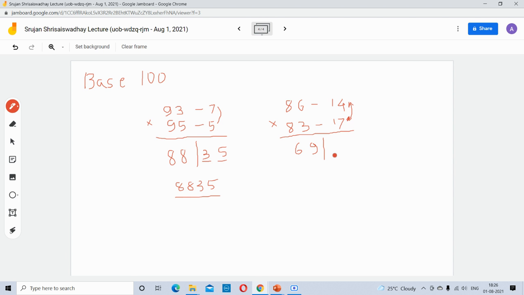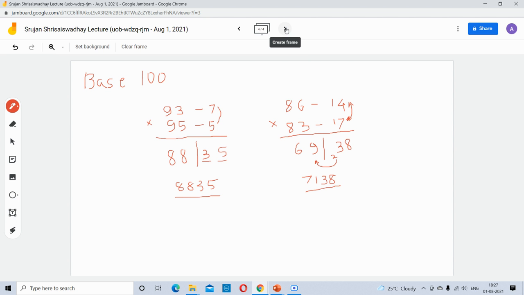Now here 14 into 17 you have to multiply it. So that comes out to be 238. So only I'm going to put a digit over here and I'm going to put a 2 carry over here. So my answer comes out to be 7138. So this is how I'm going to calculate it so fast. Okay. Is it okay?